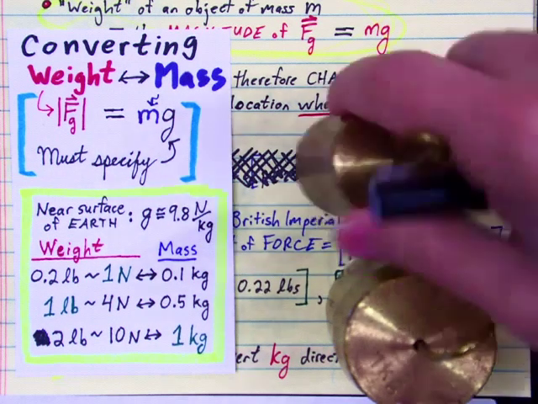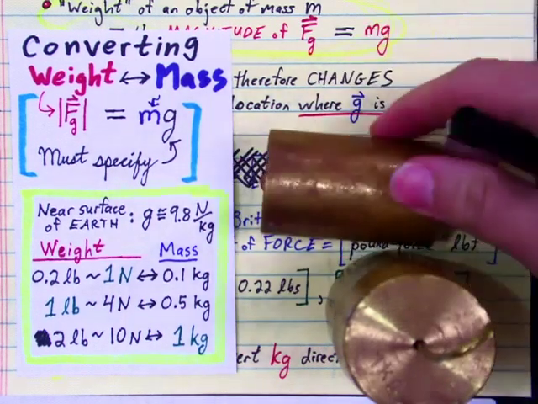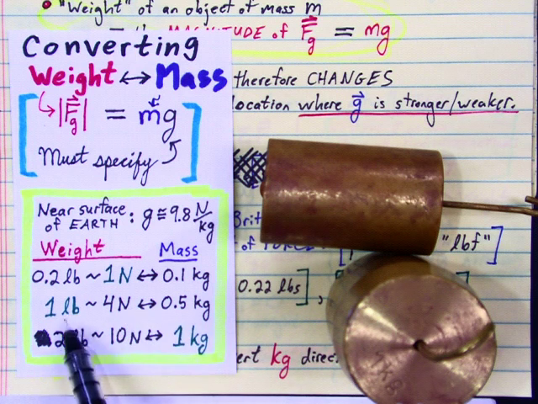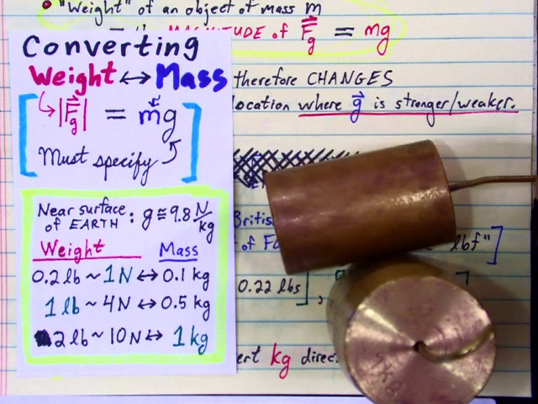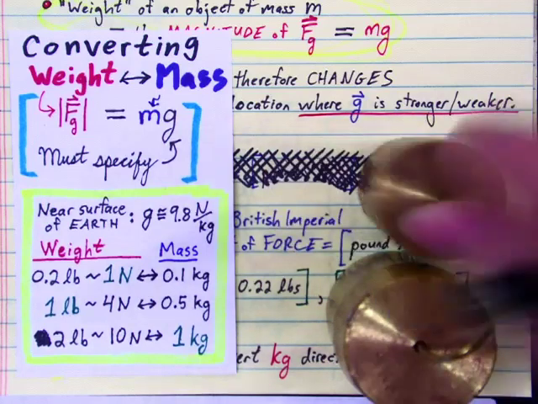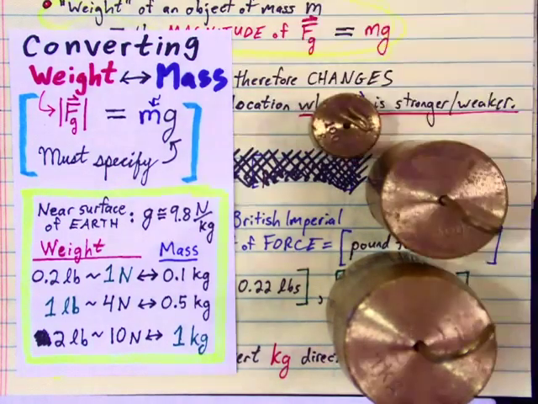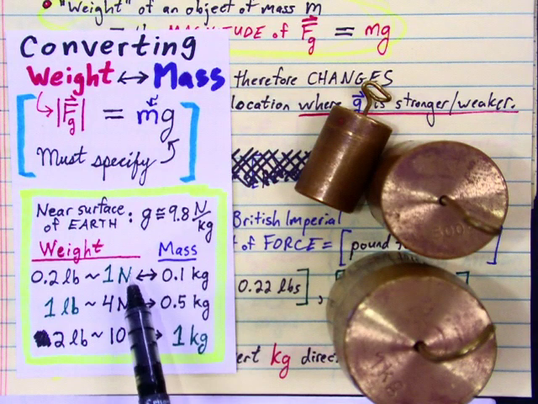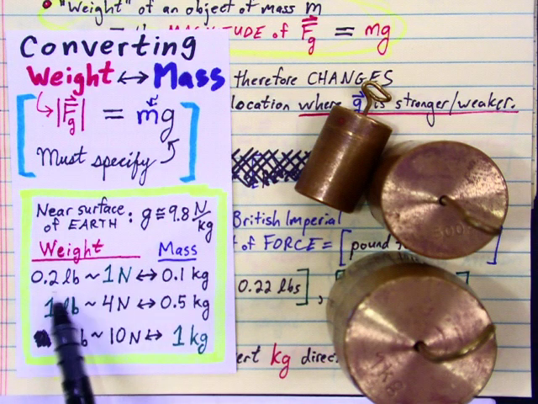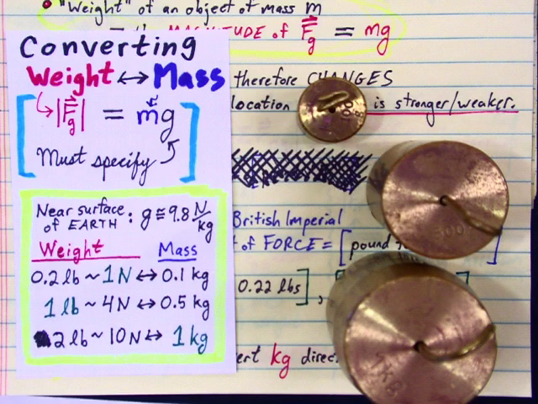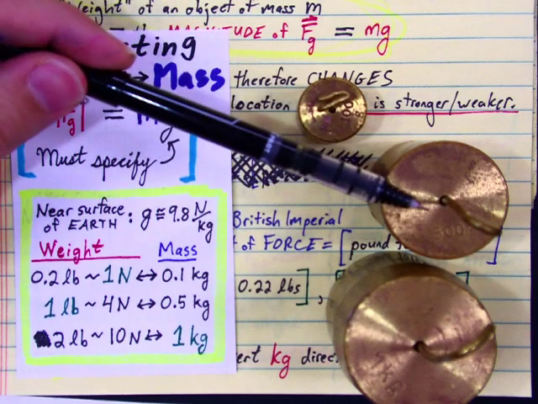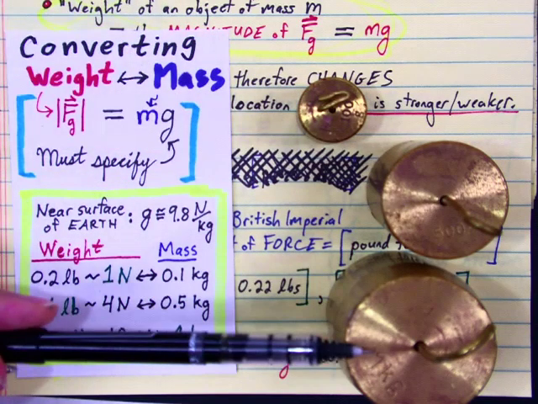Here we have half a kilogram. Half a kilogram right there has a weight of about 4 newtons, or 1 pound. This is about a pound of brass right here. It has a mass of half a kilogram. And then here, this is a tenth of a kilogram, 0.1 kilograms. That has a weight of about 1 newton, or about 0.2 pounds. So for comparison, we've got 3 pieces of brass. This one weighs 1 newton, this one weighs 1 pound, and this one has a mass of about 1 kilogram.